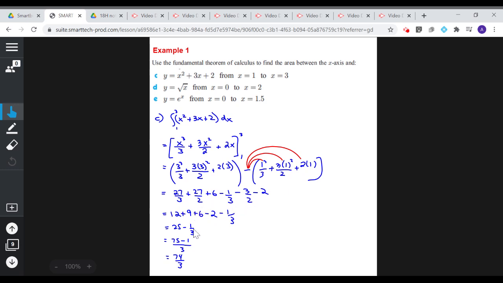So I simplify, and I reduce fractions where I can, collect like terms, and I end up with 74 over 3.